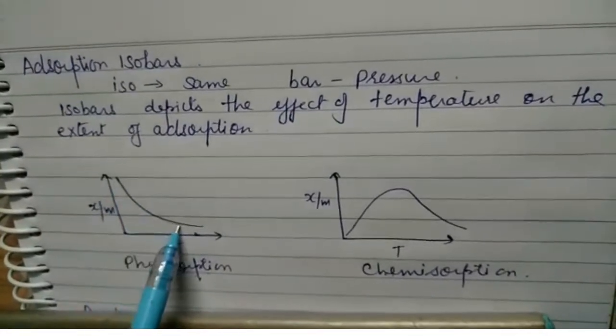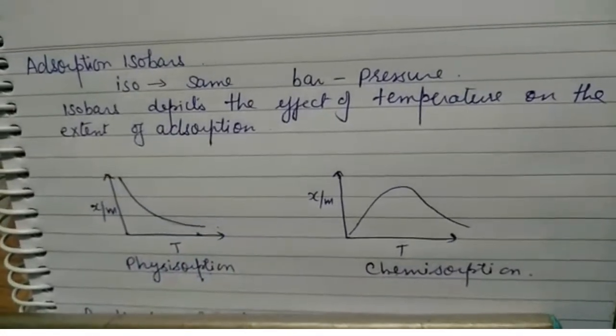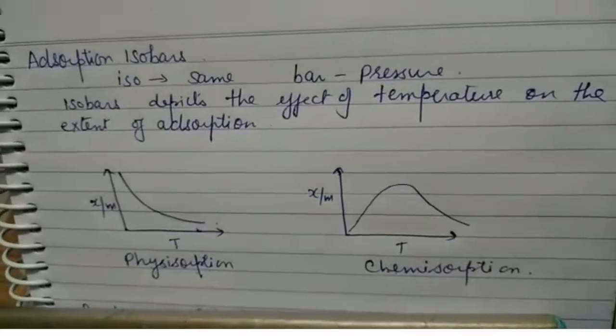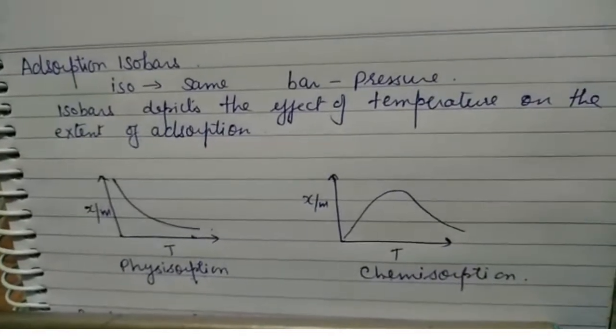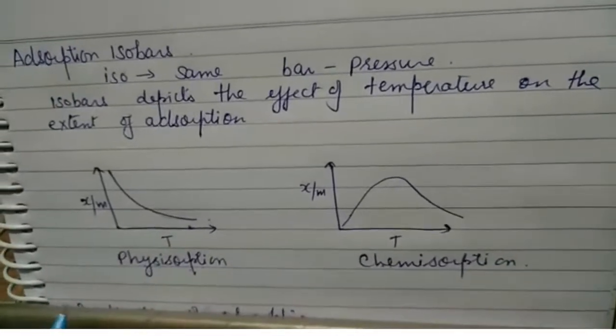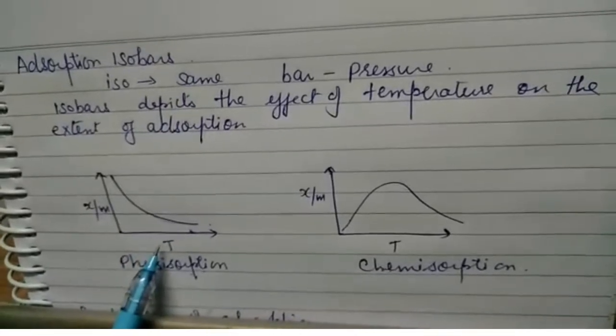You can see here at constant pressure, in physisorption, the rate of adsorption goes on decreasing with increase in temperature. As we know that in physisorption, the adsorption process is a reversible process. So as the temperature increases, the desorption process takes place. Therefore, the rate of adsorption goes on decreasing here.